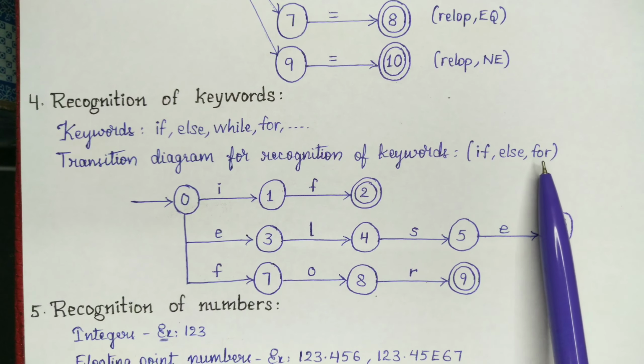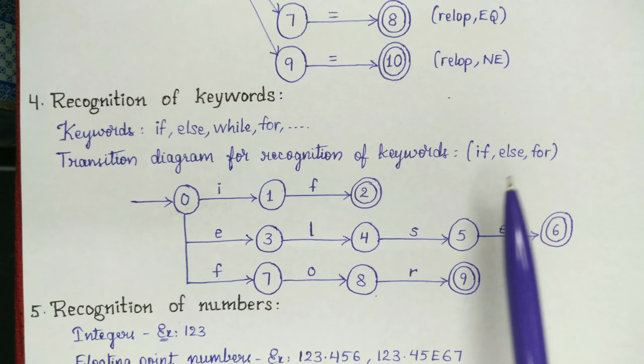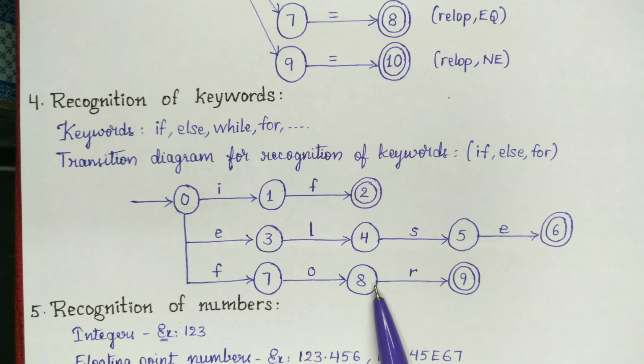Next, "for": F is applied on state 0 to produce state 7, O is applied on state 7 to produce state 8, and R is applied on state 8 to produce state 9, and 9 is the final state.